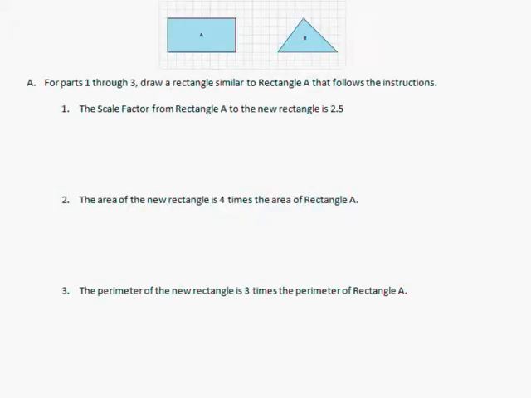Alright. For parts 1 through 3, draw a rectangle similar to rectangle A that follows the instructions. So rectangle A is right here. The scale factor from rectangle A to the new rectangle is 2.5. It's going to be a bigger rectangle. Each side is multiplied by 2.5. So this side is 1, 2, 3, 4. This side is 1, 2, 3, 4, 5, 6, 7, 8.